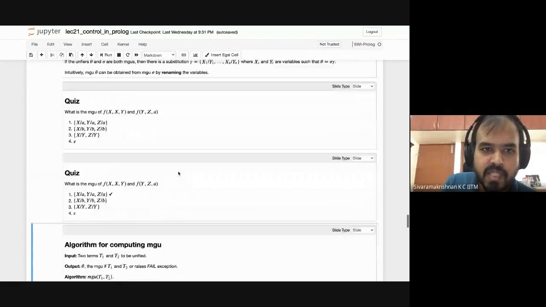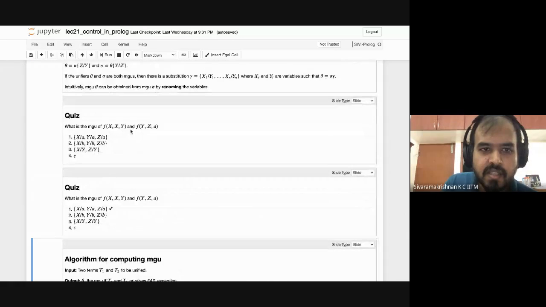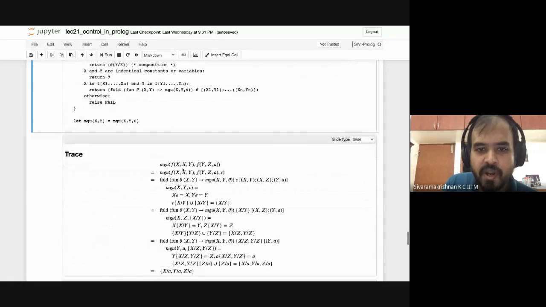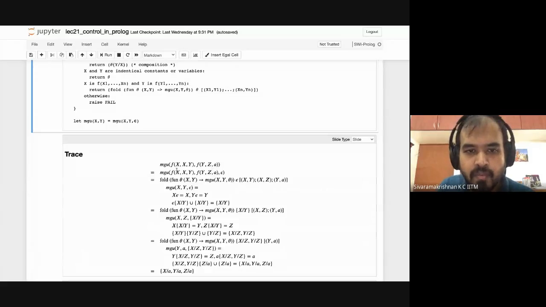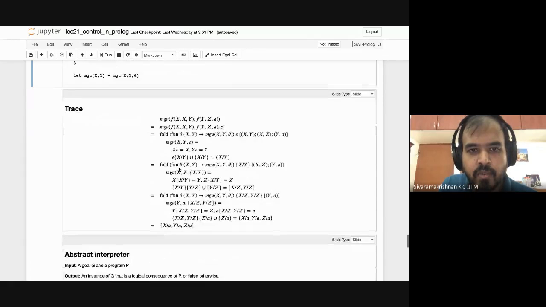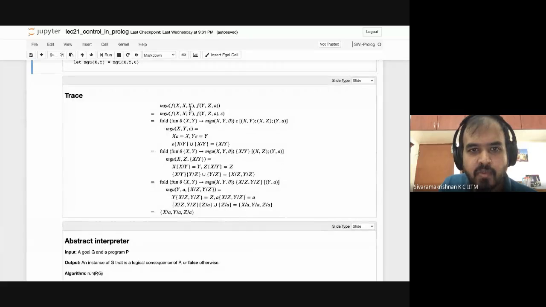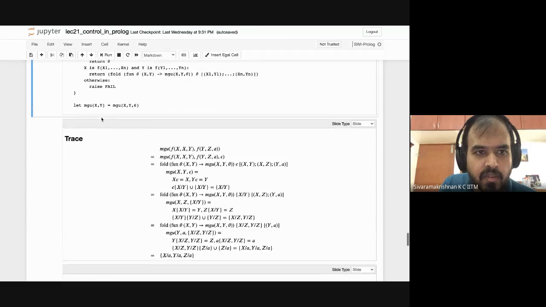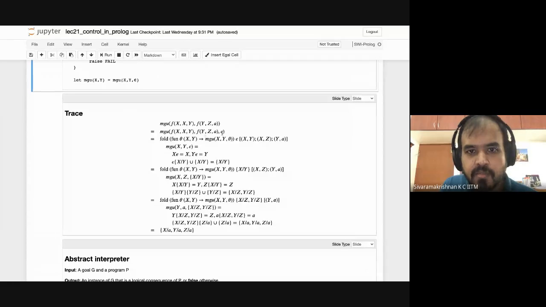So this is the quiz that I asked, right? This question that I asked. Let's see how this algorithm works for this particular example. So the two terms are f of x, x, y, and f of y, z, a, right? So I'm going to call MGU on these two terms, which is going to call MGU of the two terms and epsilon, right? MGU of these two terms, epsilon.